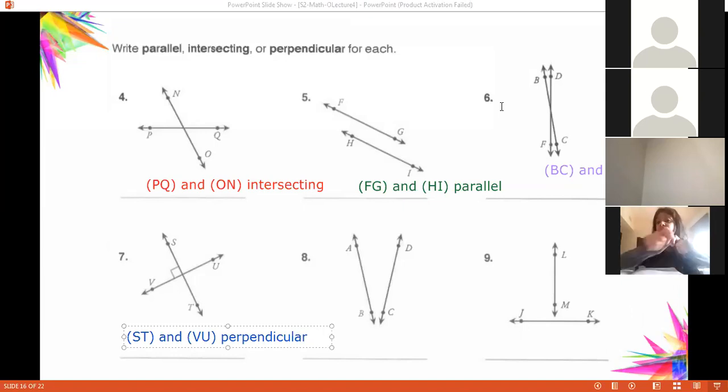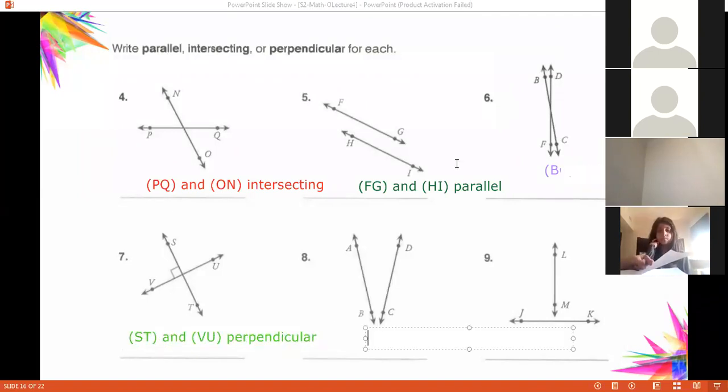Now I want Lana. Yes, Lana, number eight. AB. Let me write them just a second. AB, very good. Line AB and? DC. And DC, excellent. And they are? Parallel. No, you missed. Pay attention. They are so close to each other. They are becoming close to cross each other. Intersecting. I will tell you why. Okay, those are intersecting lines.